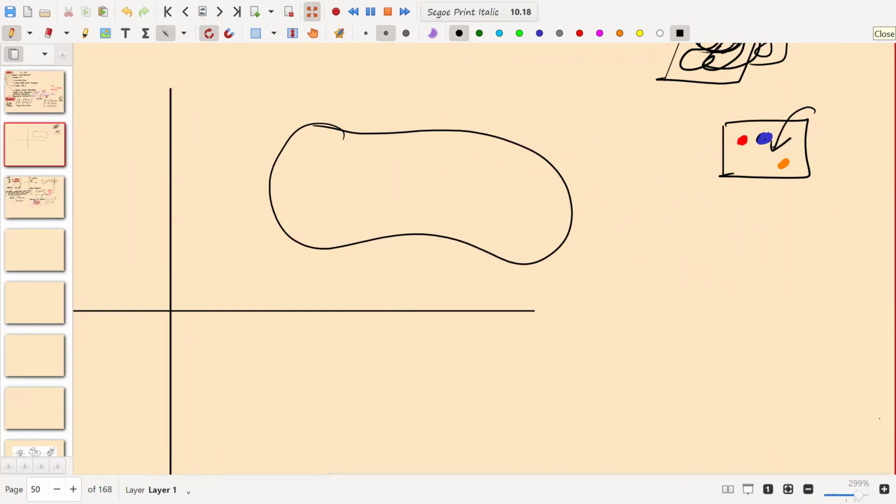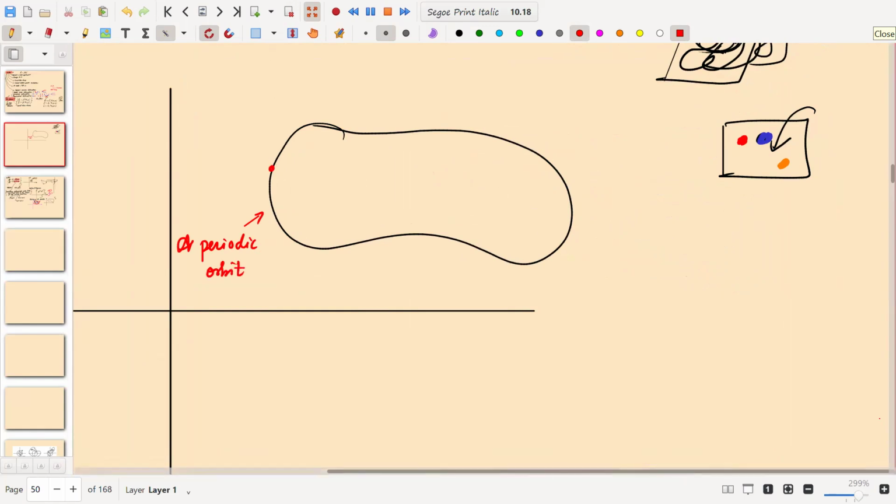Okay. So this is a periodic orbit. Why is this a periodic orbit? Because you started from one initial condition, that is x naught, y naught, and you progressed with time. It went on continuously, and it came back to the same point again. So this is a periodic orbit, right?